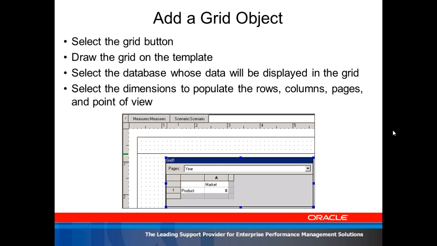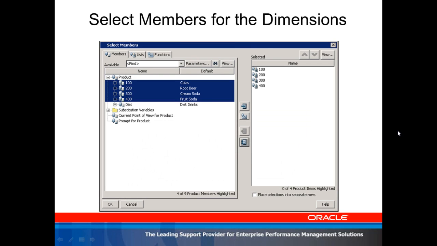So in order to add a grid object, you simply click on the grid button and draw the grid on the template. Then you have to select which database that you're connecting to and select the dimensions that you want to populate the rows, product here, columns, market here, pages, the year dimension here, and the point of view, our measures dimension and our scenario dimension in this 5-dimension database.